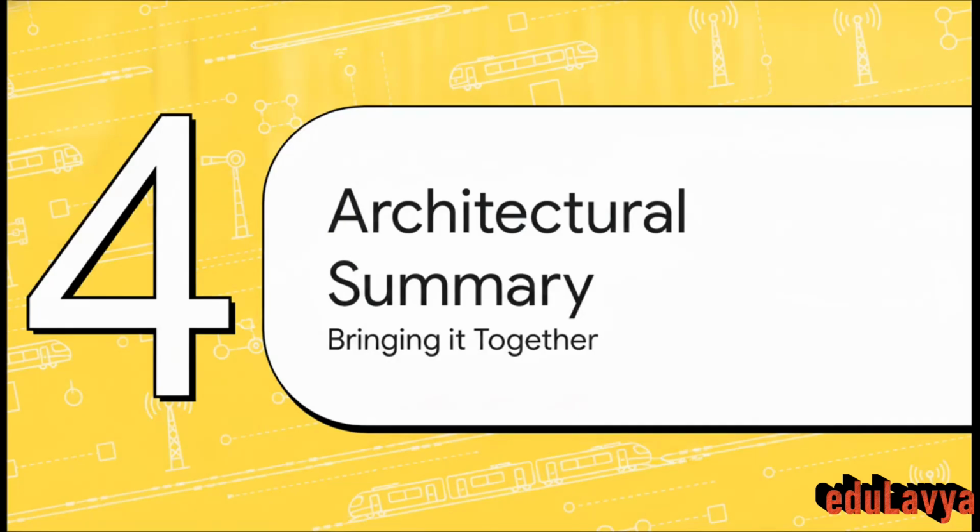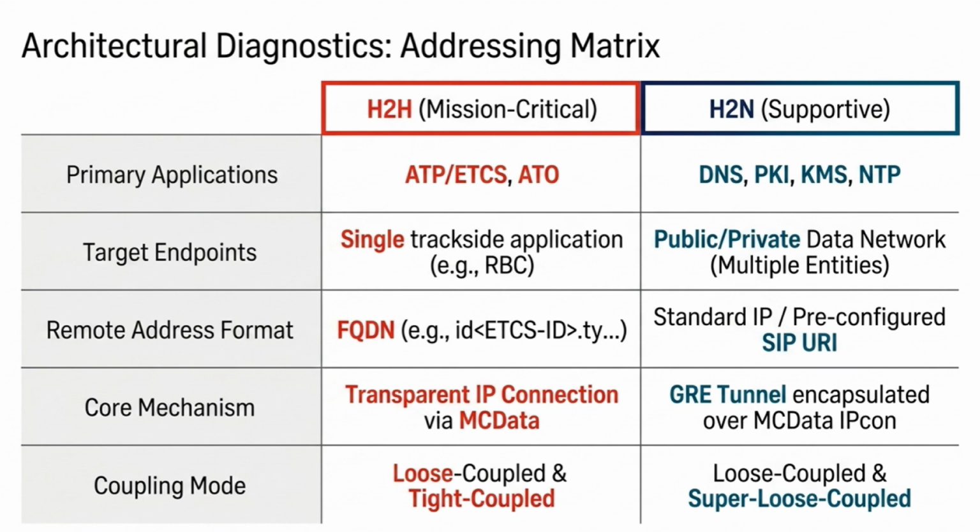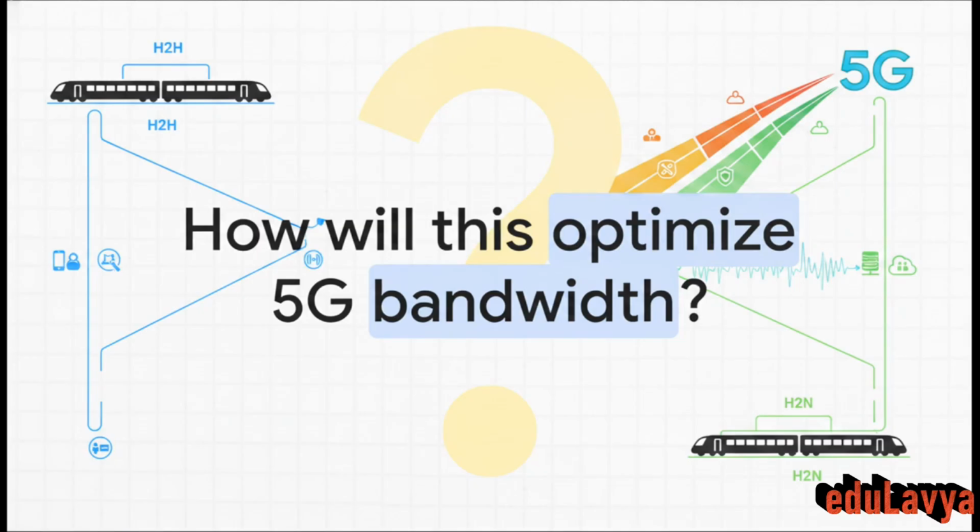Section 4. Architectural Summary. Okay, we have covered a ton of technical ground today. Let's bring both of these concepts together and lock today's academic module into a single, highly practical frame of reference. If you're out there actually configuring one of these systems, here is your ultimate cheat sheet. The host-to-host addressing scheme provides a transparent IP connection between two dedicated hosts. You absolutely must use it for critical applications like automatic train protection and operation. Conversely, the host-to-network addressing scheme connects a single host to a data network. You use that one for complementary, supportive infrastructure, things like DNS and PKI. By strictly enforcing this divide in our traffic, we get the best of all worlds: safety, security, and just massive network efficiency. Which leaves us with this final thought to chew on.